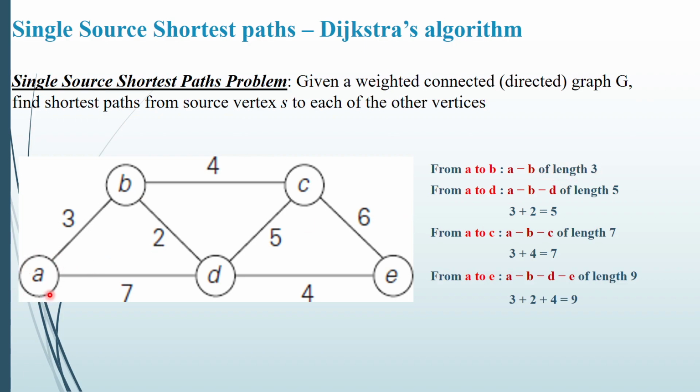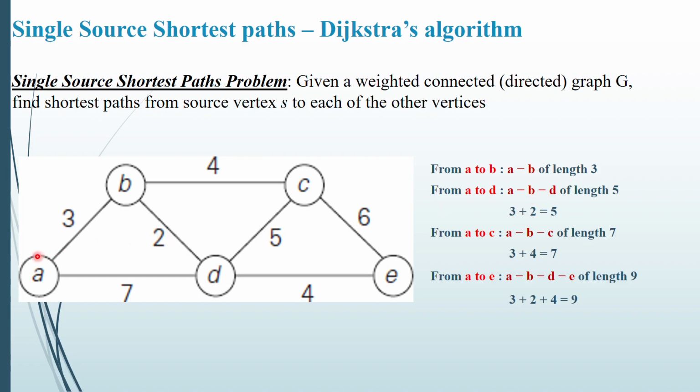Next, same thing, I have to find the path from A to D. To get the path from A to D, one path is the direct path A to D. It has a distance of 7 here. And one more path is A to B and B to D. If I select this path, the distance is 3 plus 2, that is 5. So among these two, which one is shortest? 5 is shortest. So from A to D, the shortest path is 3 plus 2, that is 5, going A to B and B to D.